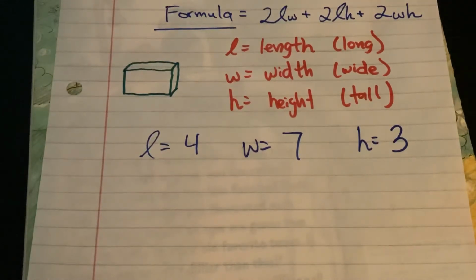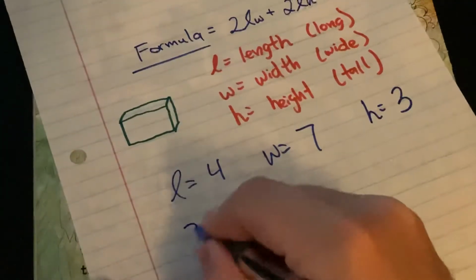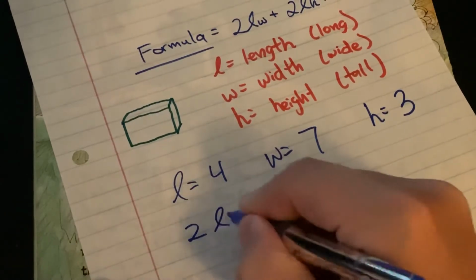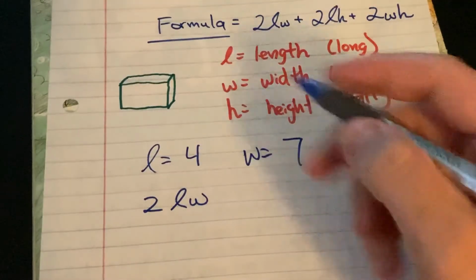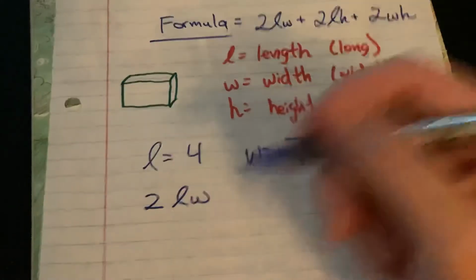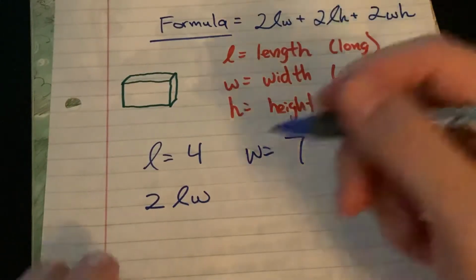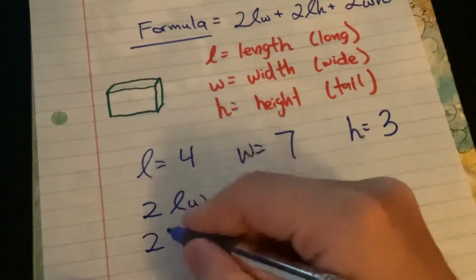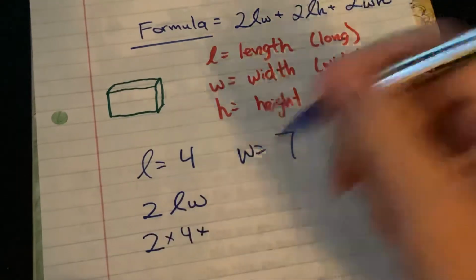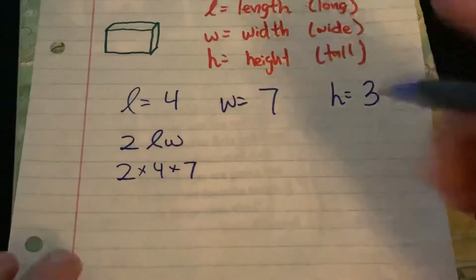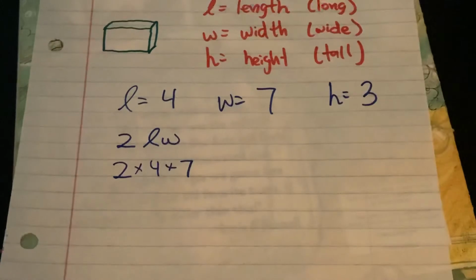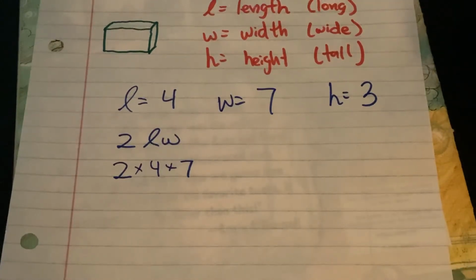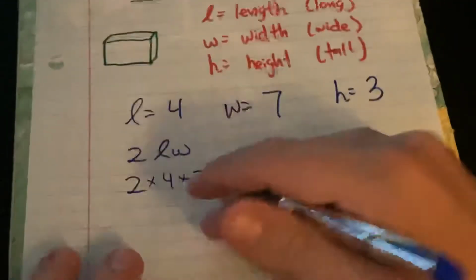Okay, here we go. The first thing we're going to do is 2 times L times W. What is L? It's 4. What's W? It's 7. So you might need a paper and pencil. This might help you out, but it's going to look like this: 2 times 4 times 7. If you don't know how to do this in your head, you would use a calculator. 2 times 4 is... No, your video didn't freeze. It's 8, of course. 8 times 7 is 56.